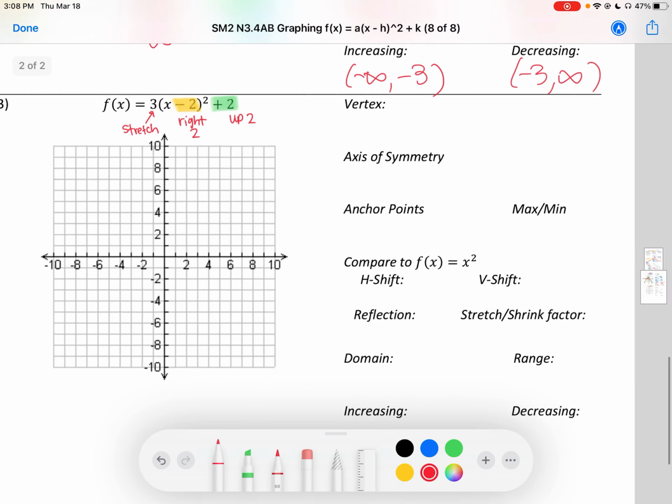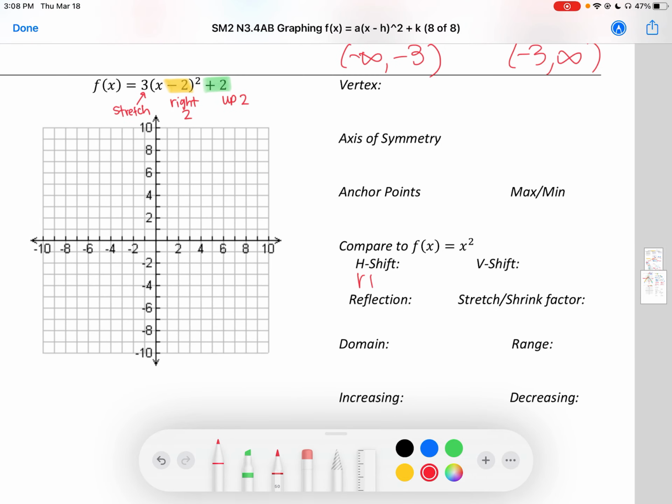Okay, so some of this stuff I can fill out. Horizontal shift, yeah, I know I'm going to go right 2. Vertical shift, I know I'm going to go up 2. Reflection, no, there's no negative out front. Stretch or shrink factor, 3. Okay, so we filled out some of that. All right, let's do the vertex. Okay, see if you can write down the vertex right now by yourself.